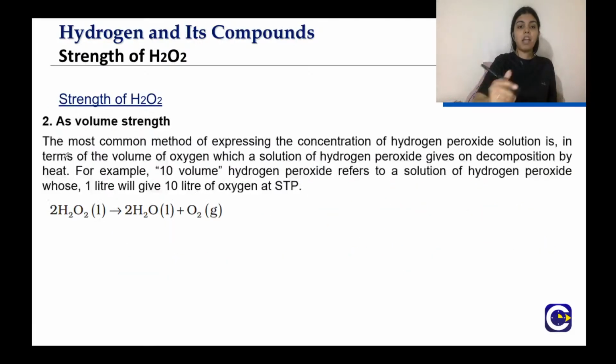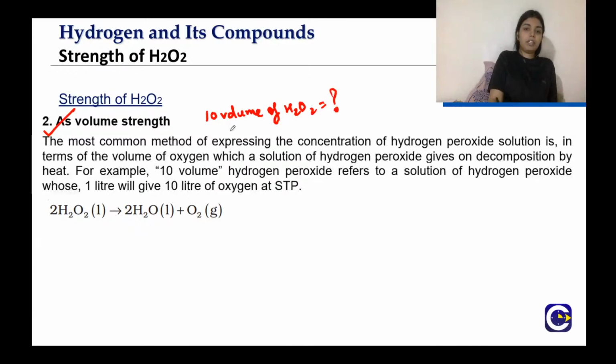Okay. Now this is important as volume strength. For example, I give you 10 volume of H2O2. What does that mean? This line is very much important: on decomposition of peroxide, what is the volume of oxygen that is obtained?